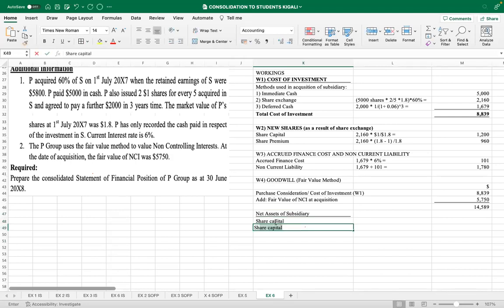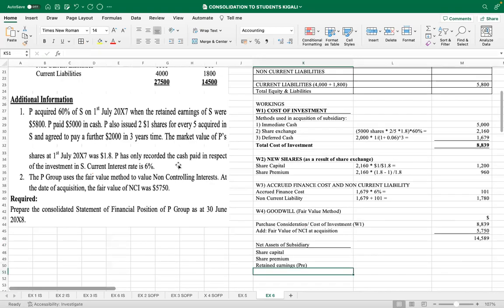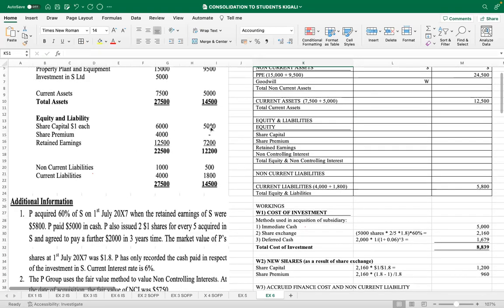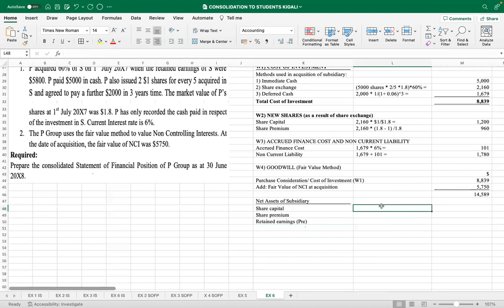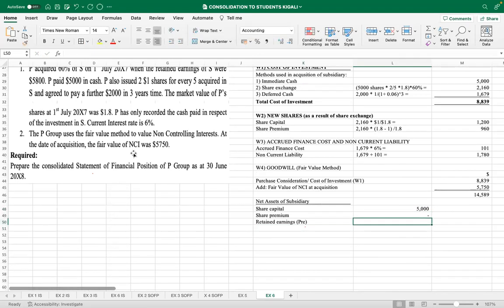There was share premium. There was retained earnings. But if you are in the last session, we said, which retained earnings do we pick? Pre-acquisition retained earnings. We pick pre-acquisition retained. So let's look for share capital of the subsidiary. Share capital of the subsidiary, 5,000. Share premium is 0. And retained earnings pre.